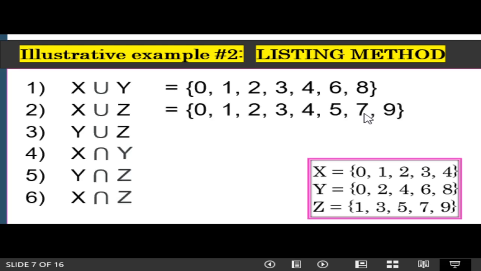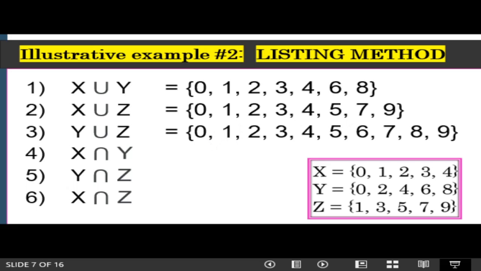In number 2, the answer is 0, 1, 2, 3, 4, 5, 7, 9. Again, in number 3, the union is just all the numbers found in both sets. So we have 0, 1, 2, 3, 4, 5, 6, 7, 8, and 9. Are you following? So let us try the intersection.